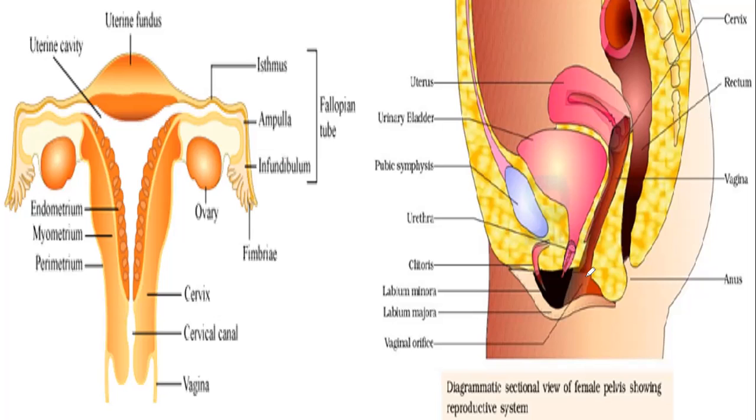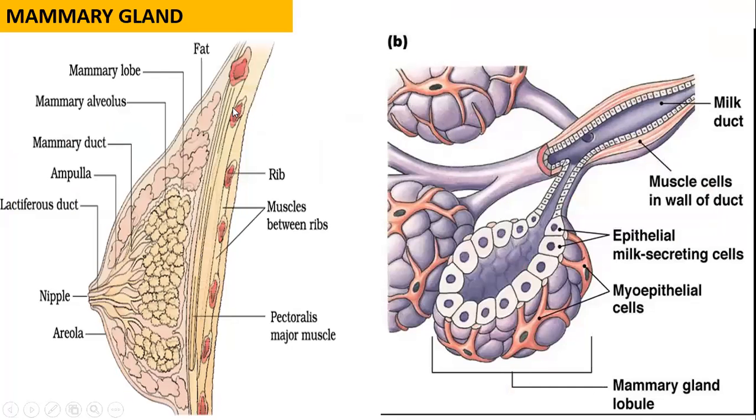Apart from this, there is one accessory gland, that is the mammary gland, also present. It is a functional mammary gland, characteristic of all female mammals. The mammary glands are paired structures, also known as breasts, that contain glandular tissue and a variable amount of fat. These are the fat, these are the glandular tissues.